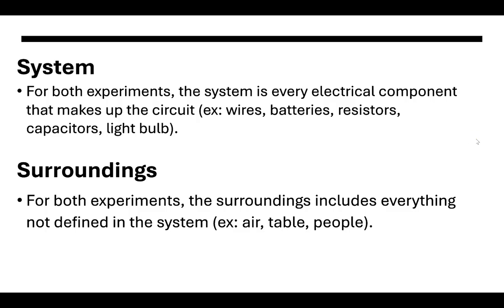For both experiments, the system is every electrical component that makes up the circuit. So basically the circuit itself. And the surroundings, for both experiments, is everything else that is not the circuit. So like the air, table, people, all that.